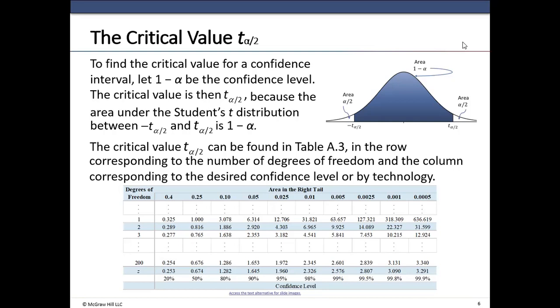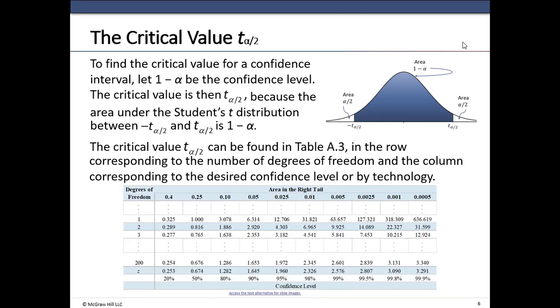So if our confidence level 1 minus alpha is 0.95, the solid area in the center, the area in the two tails is 1 minus 0.95, which is 0.05. So 1 is the total area under the curve, from which we subtract the central area, which is 0.95, to get 0.05 area in two tails.